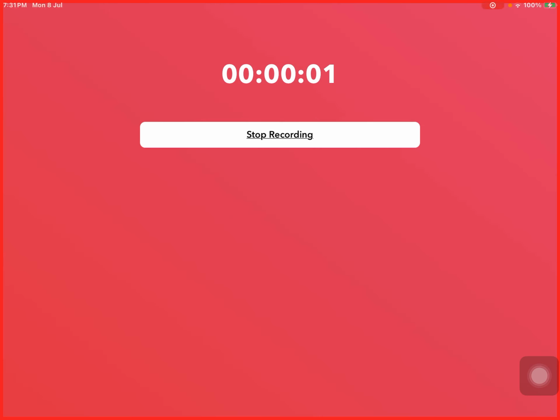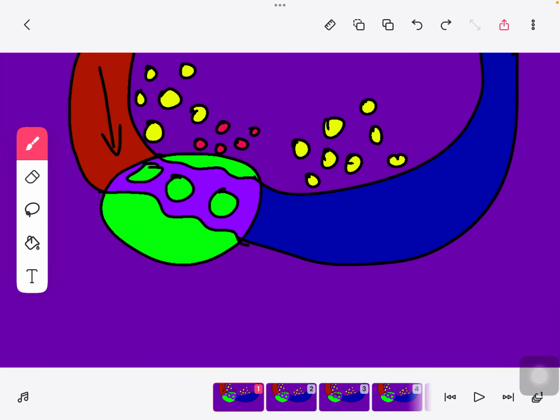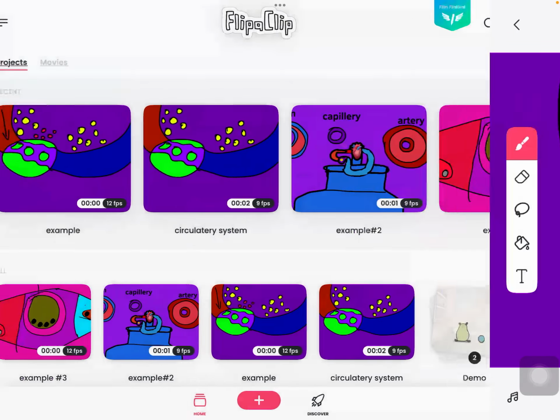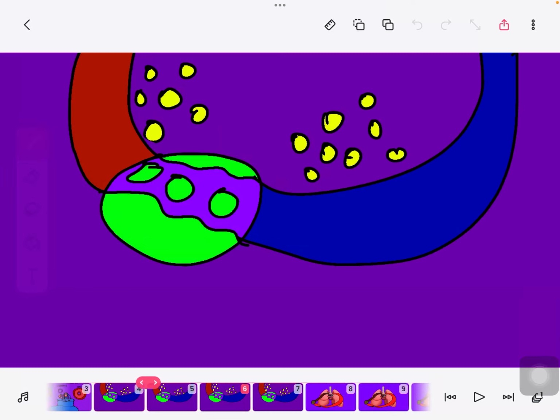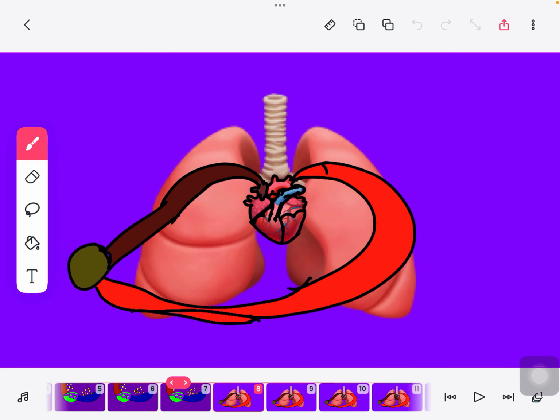Hey guys, so this is the third part of the circulatory system. In this part, we're gonna learn how the heart works.